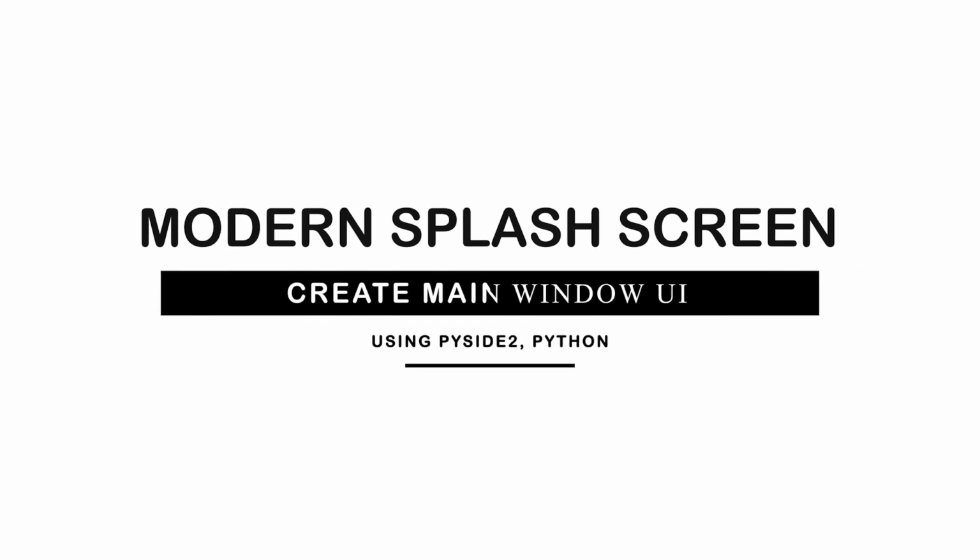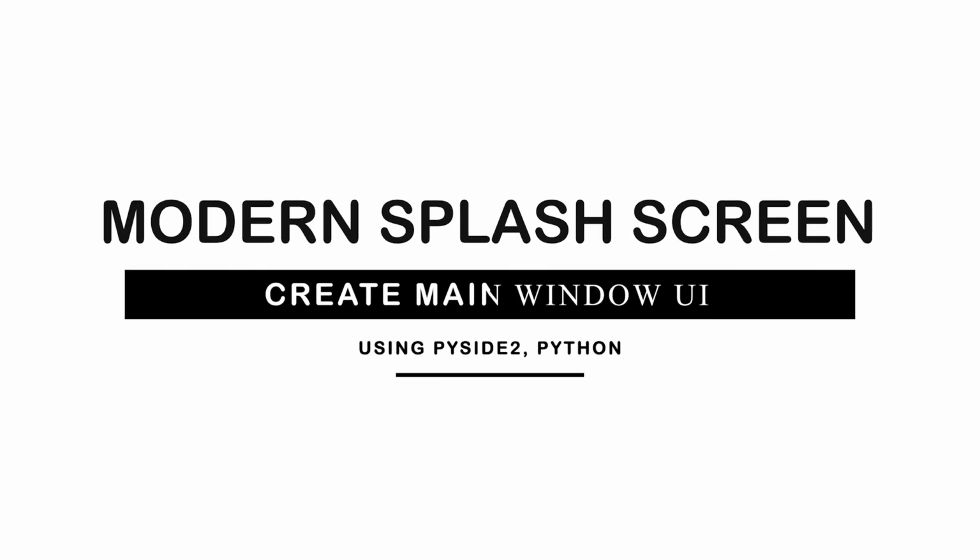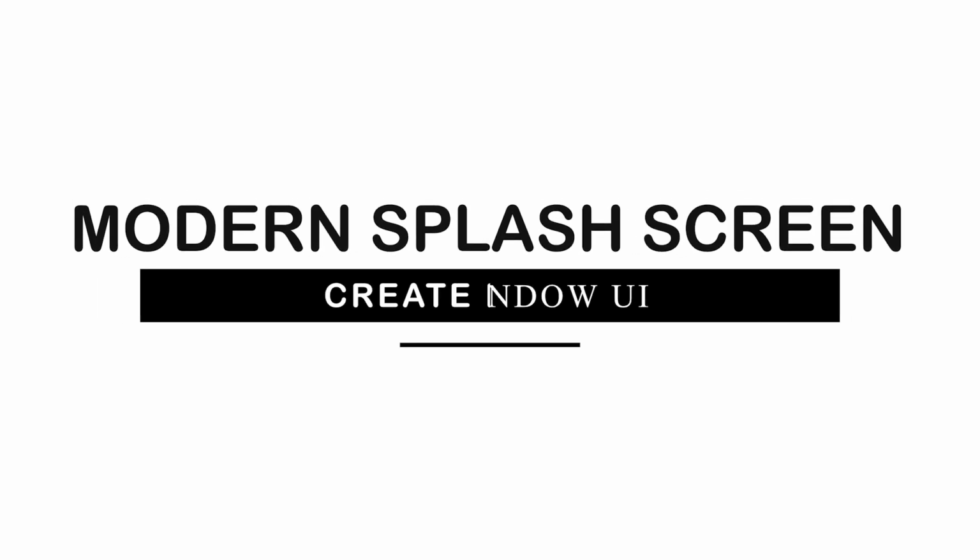This is the third tutorial of the Modern Splash Screen series. In this video, we are going to create a main window app that opens after the splash screen. After that, we're going to run the splash screen from the back-end side.